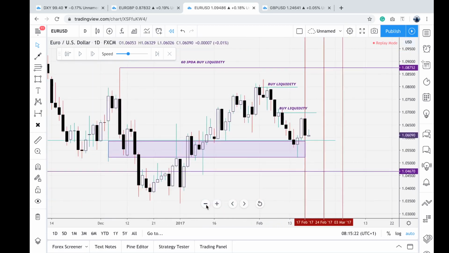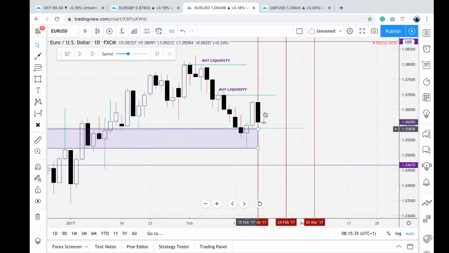Let's see. All right, so we're still swinging positions off this level, with buy liquidity still resting around that level. But obviously, you're going to want to take some profits on a short-term basis.